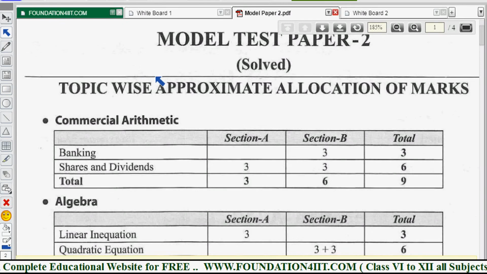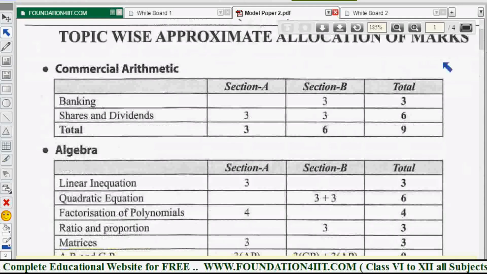Welcome to educational channel. So in this video I will show complete model test paper 2. So let us solve each and every problem in this. And before solving, let us see this topic wise approximate allocation of marks in this, especially for ICSE class 10th students, this paper.